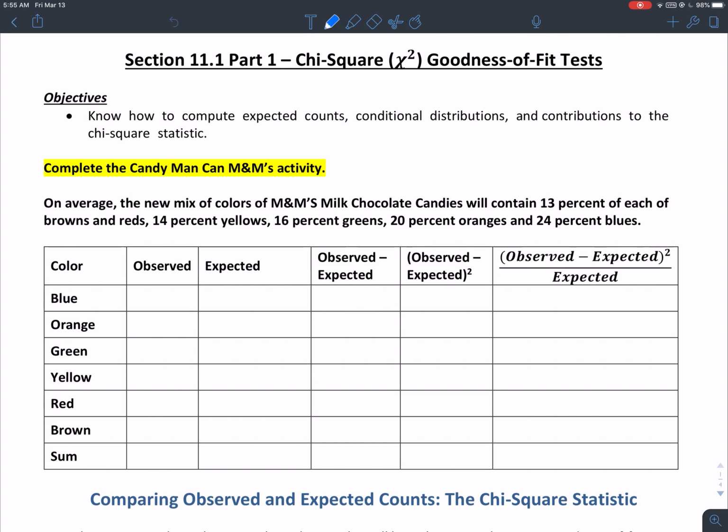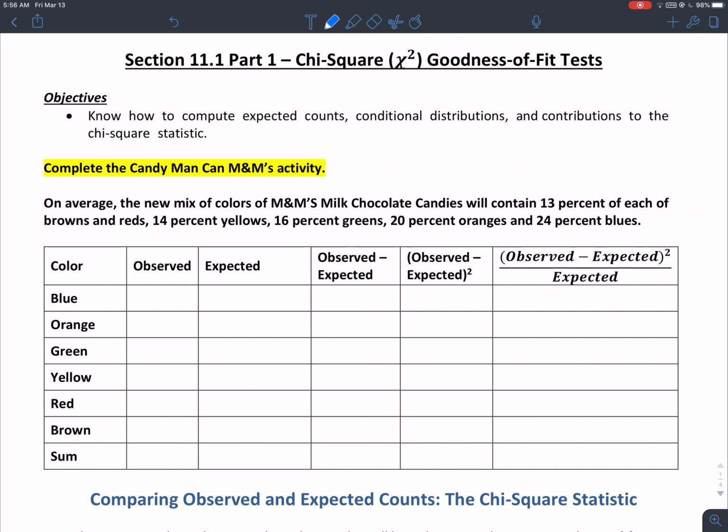We start with the chi-square goodness of fit test, but actually there are 3 chi-square tests we do, testing 3 different types of claims. The first one, the goodness of fit test, tests a claim about a distribution of one categorical variable for a population.